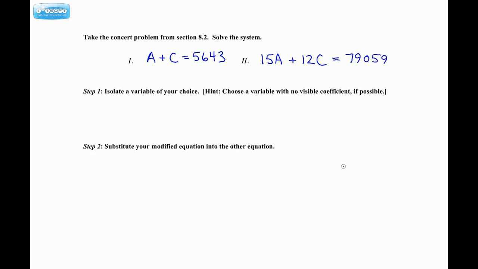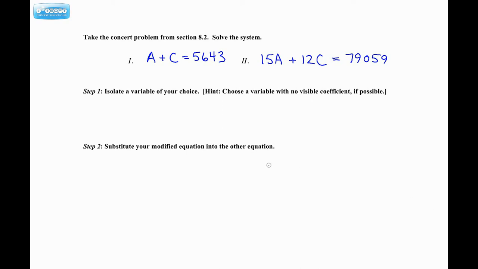Okay, so trying to solve this by graphing, no thank you. Okay, numbers are too ugly. So here's how substitution works. Step 1, isolate a variable of your choice. Okay, so we have two equations. Each equation has two unknown variables. Hint, choose a variable with no visible coefficient if possible.